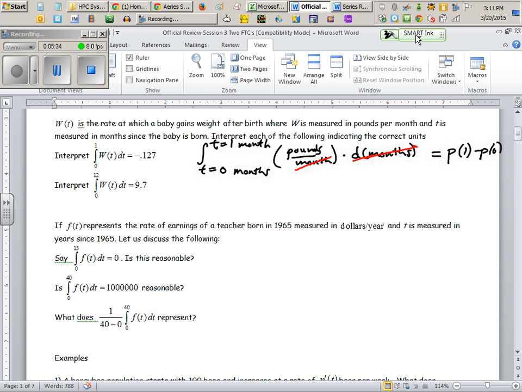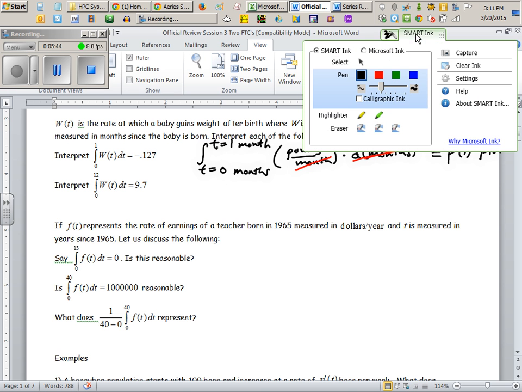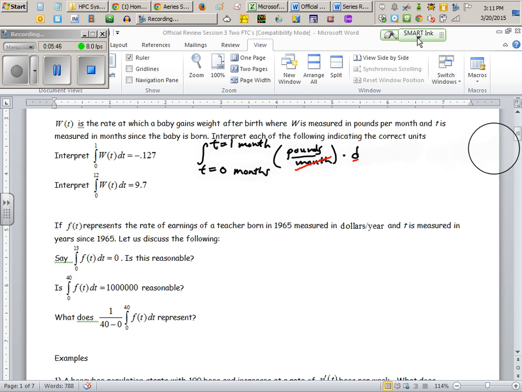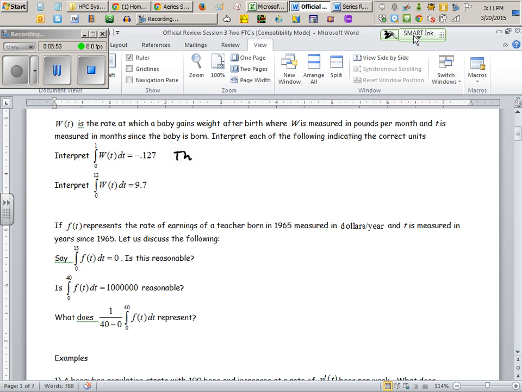Okay, so now let's talk about a baby where pounds at the end of the first month minus pounds at the 0th month is negative 0.127. What does that mean? We want to actually construct a sentence here, not write more math, right? So this integral means what?